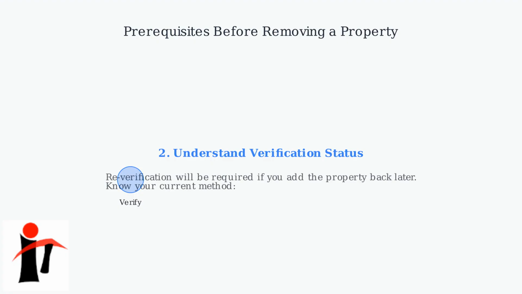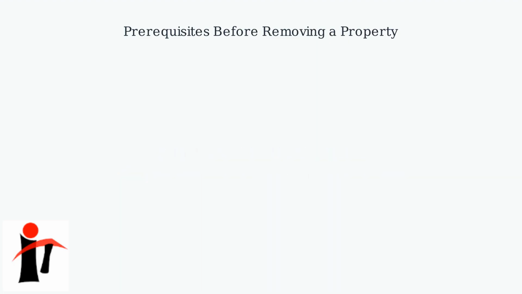Second, understand your verification status. If you decide to add the property back later, you will need to re-verify ownership. Ensure you know which verification method you currently use, such as HTML file upload, DNS record, Google Analytics, or Google Tag Manager. Finally, remember that removing a property only affects your view in Google Search Console. It does not impact whether your website appears in Google search results or its indexing status.